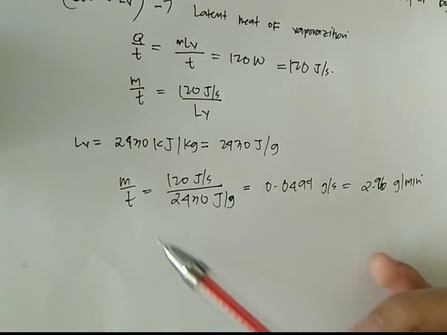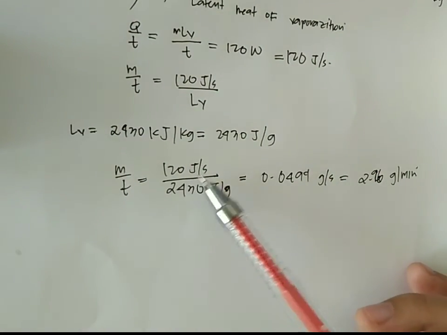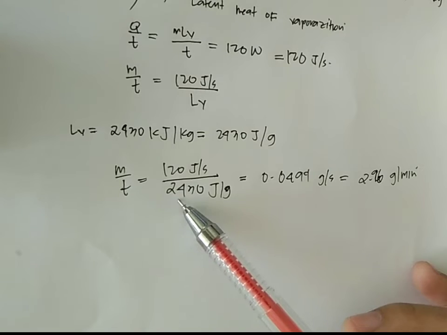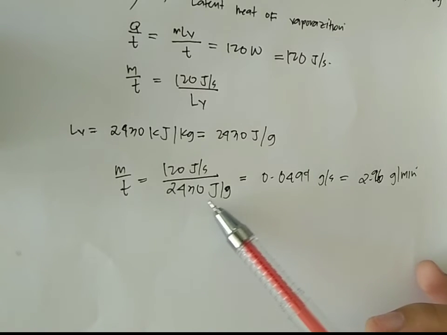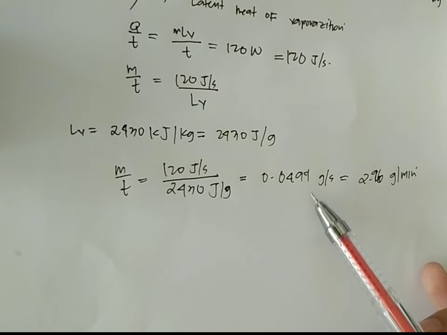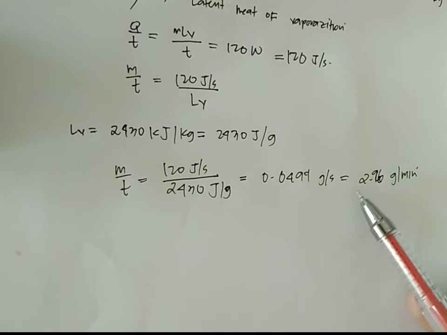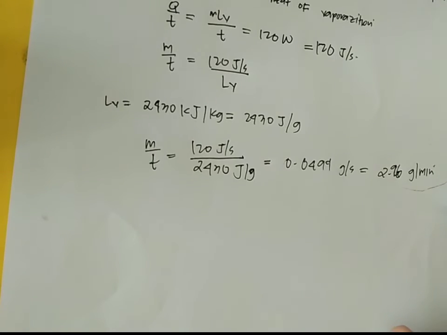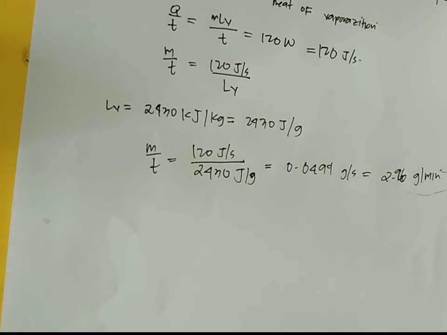So 120 joules per second divided by 2430 joules per gram is equal to 0.0494 grams per second, which is equivalent to about 3 grams per minute. So evaporating about 3 grams per minute seems reasonable. This would be about 180 grams, about 7 ounces per hour.